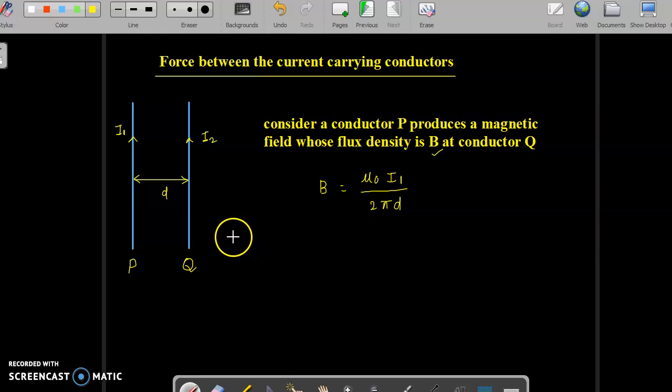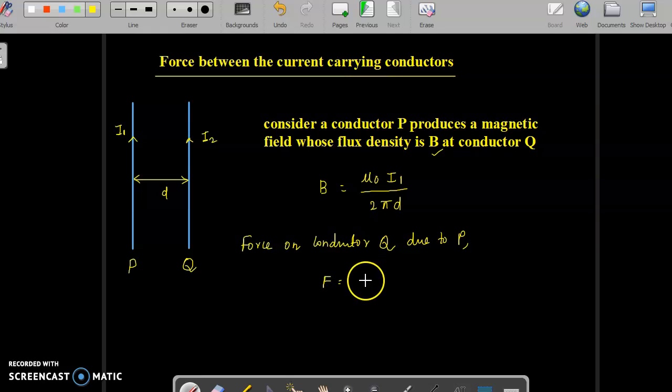Now let us find the force on conductor Q due to P, because Q is in the field produced by conductor P. The force on conductor Q due to P is BIL, where I is I2, the current through conductor Q, and L is the length of the conductor.